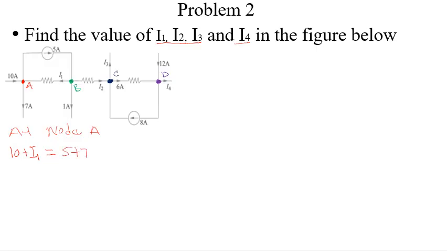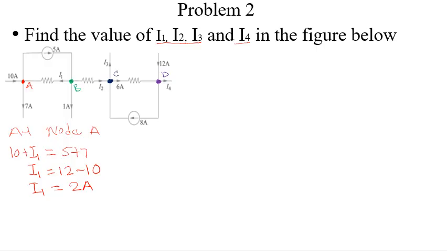So here we simply do change of subject. Our 5 plus 7 is equal to 12. So I1 here is equal to 12 minus 10, which is equal to 2 amps. So realize that I1 is now equal to 2 amps. Then we found I1. Let us now find I2.